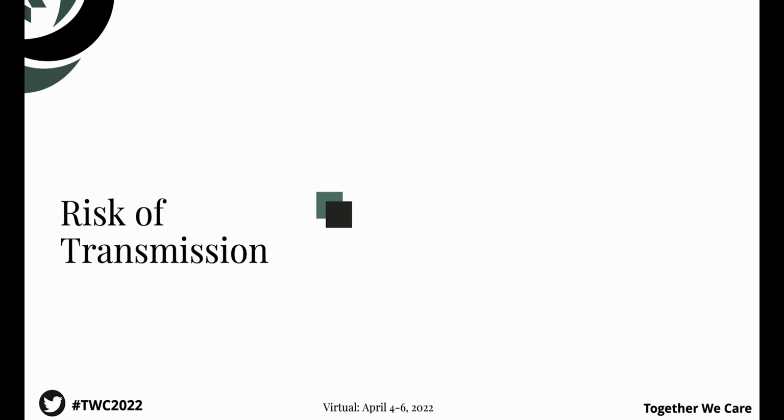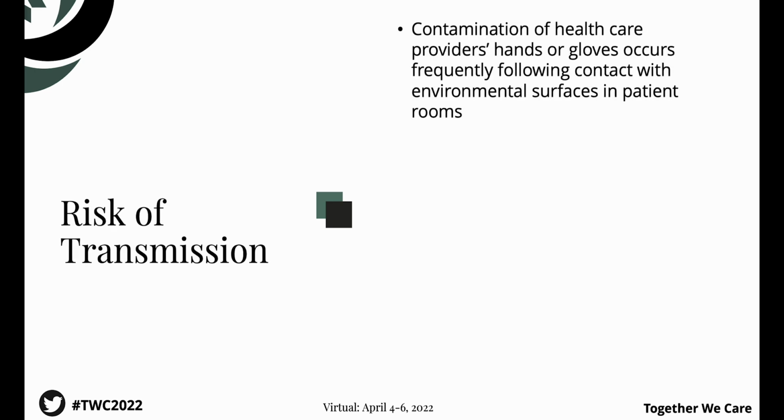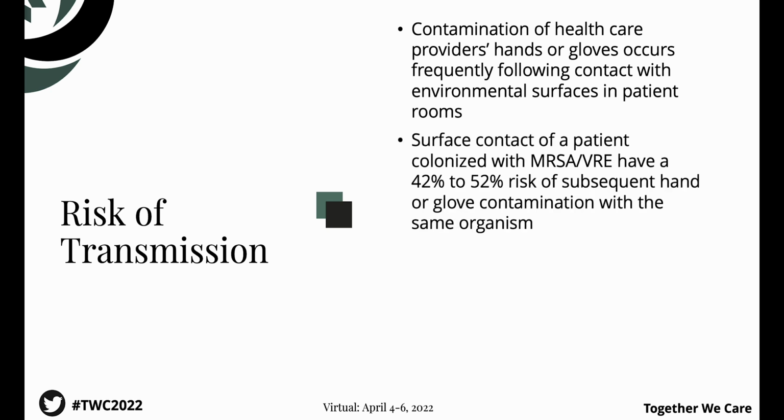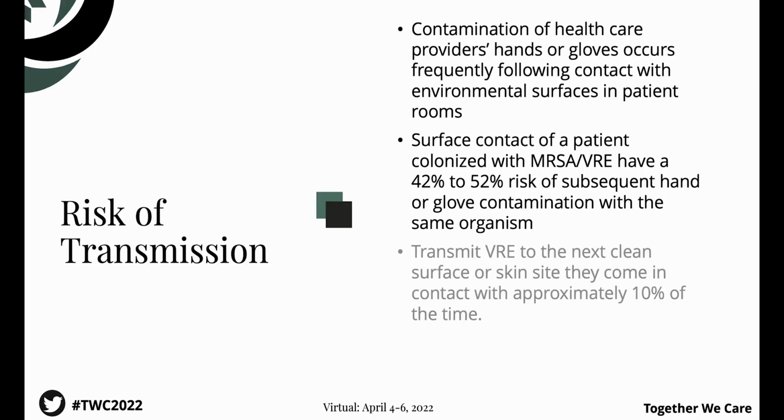Contamination of healthcare providers' hands or gloves occurs frequently following contact with environmental surfaces in patient rooms. Healthcare providers that come in contact with surfaces in the room of a patient colonized with MRSA or VRE have a 42 to 52% risk of subsequent hand or glove contamination with the same organism. This risk is similar to the risk seen following direct contact with the patient. After contact with a VRE contaminated surface, healthcare providers transmit VRE to the next clean surface or skin site they come in contact with approximately 10% of the time.